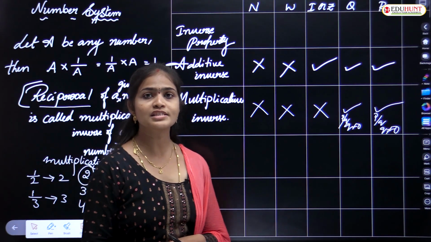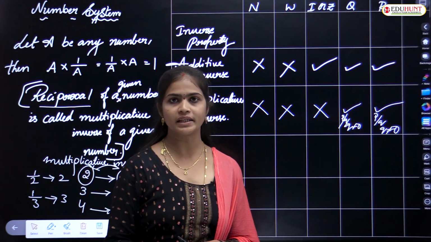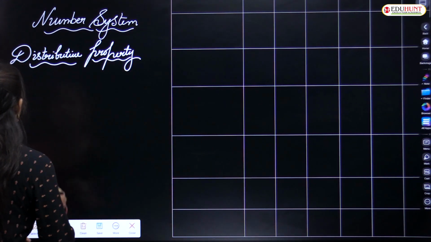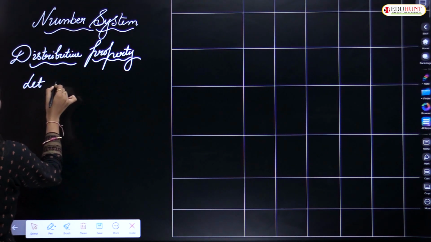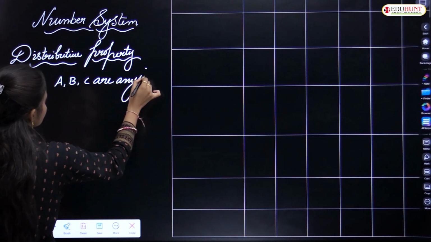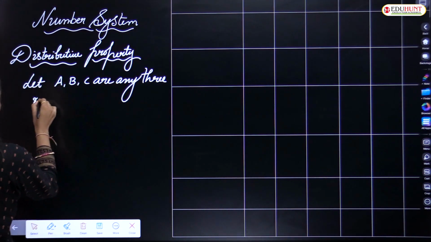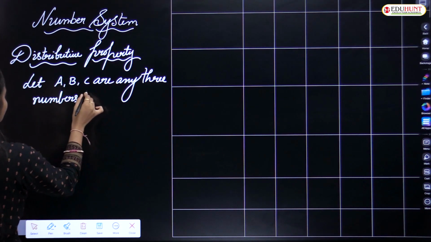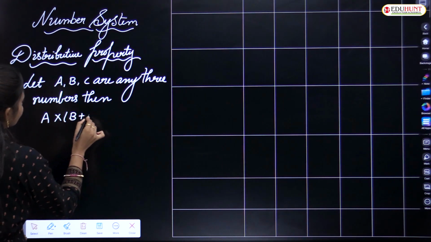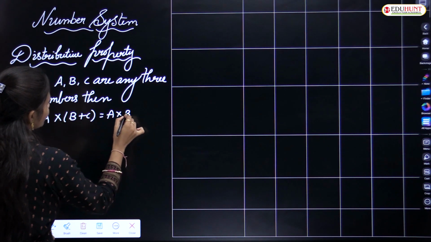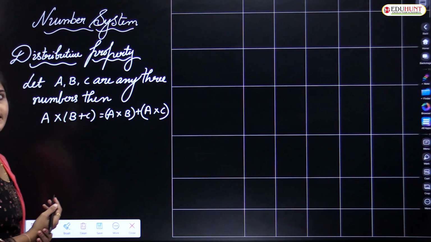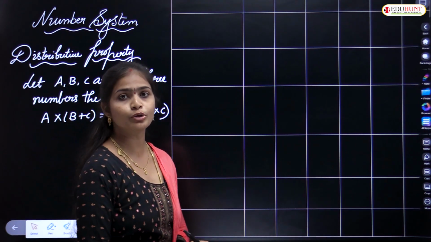After that, the last and final property is the distributive property. What is the condition for the distributive property? Let A, B, C be any three numbers. Then A into B plus C equals A into B plus A into C. This is the condition for the distributive property.